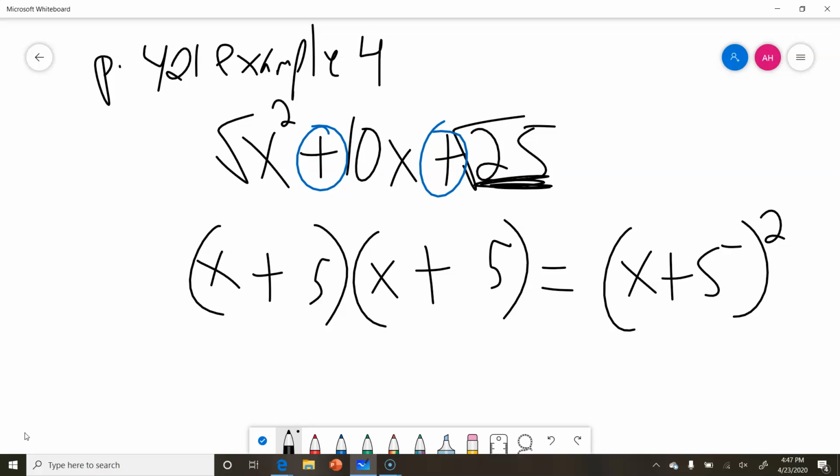Okay, so not too bad to figure that out, right? I just take the square root of the first and the last, and I go for it. So let's try another one here. What if I had something that looks like this?